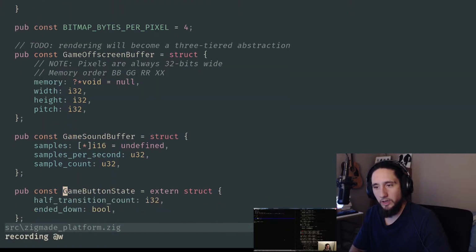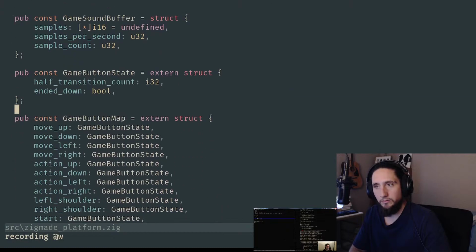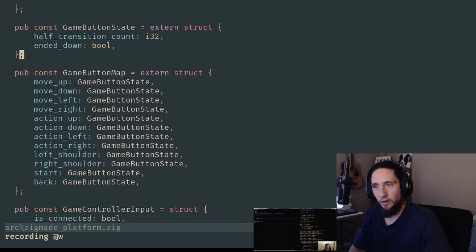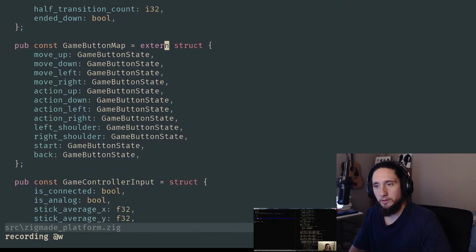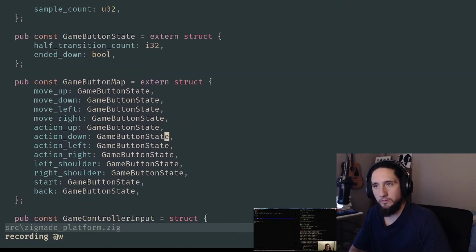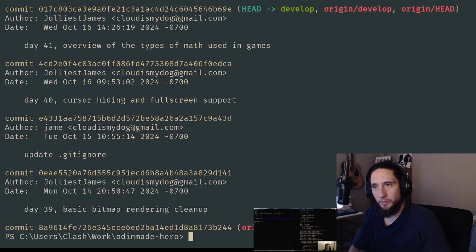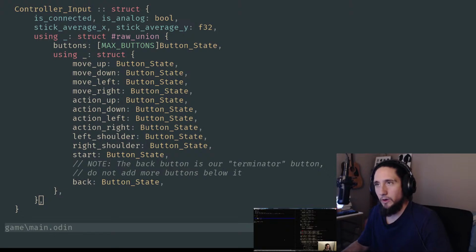Game button state. What does that look like? Yeah, I actually had to break it all out, and I had to add this extern qualifier there. Not sure what else to call it. But anyway, it wound up being much more C-like doing it in Odin.